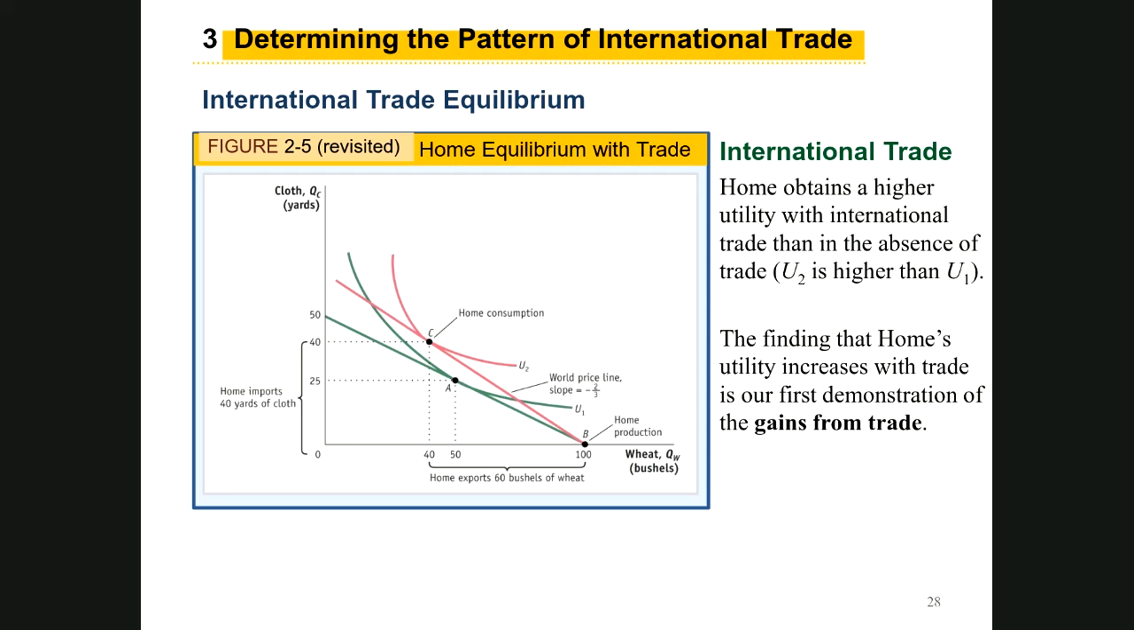Very quickly, let's move on. I see the utility move from U1 to U2, which means the utility increases, and that's called a gain from trade. So the home country has the gain from trade. The consumers in the home country increase their utility due to the specialization in the production, due to the export of the goods for which they have the comparative advantage.